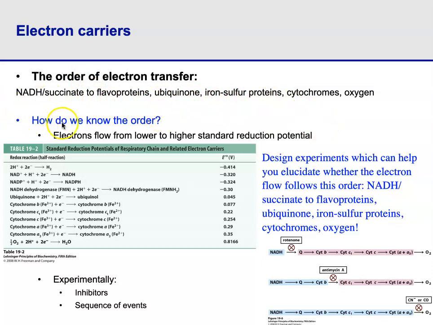I guess a good question would be, how do we know that order? Many of you, especially when looking at this table, would say, well, that's because of the reduction potential. And the higher the reduction potential, the more likely it is for that compound or structure to accept electrons. And then I would normally ask you to design experiments which can help you determine whether the electron flow truly follows this order, either from NADH or succinate to flavin proteins to ubiquinone to iron sulfur to cytochromes and to oxygen. How would you do that?